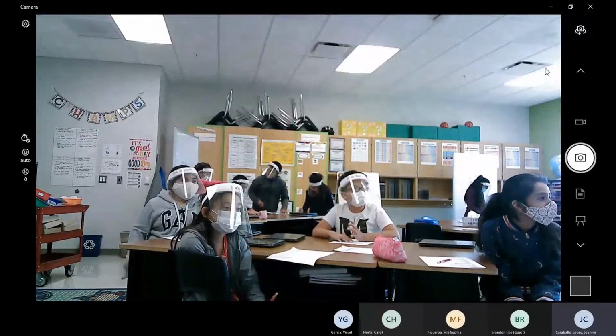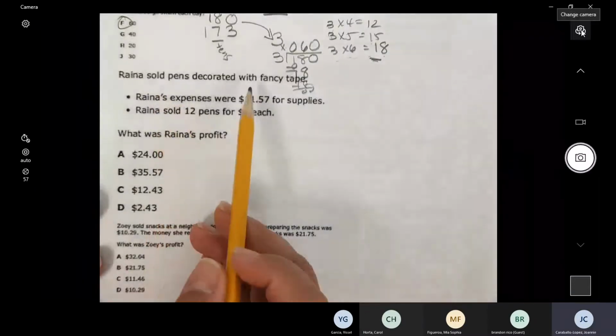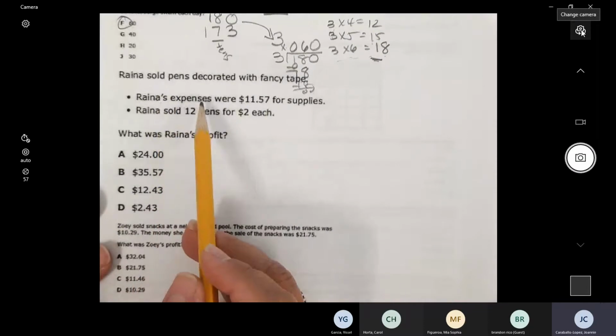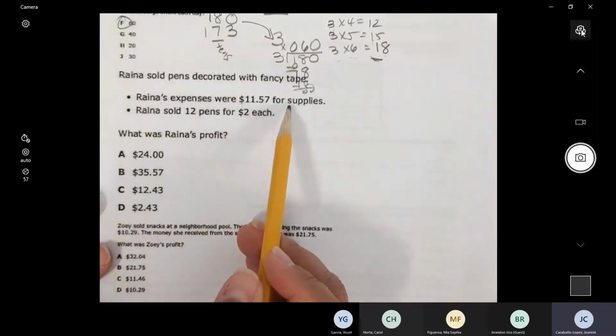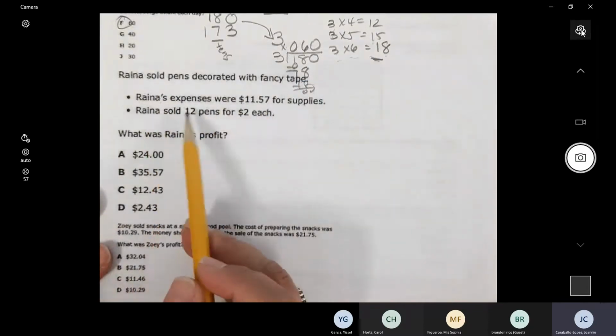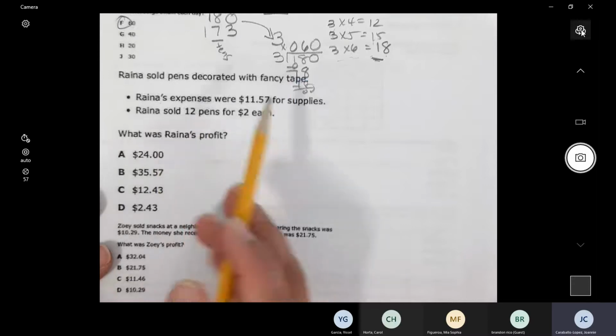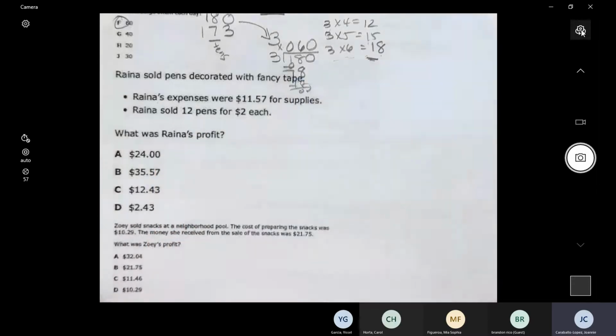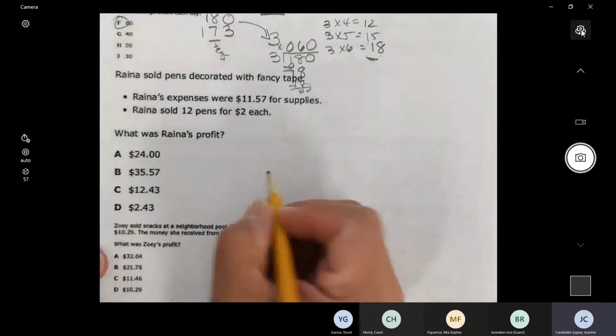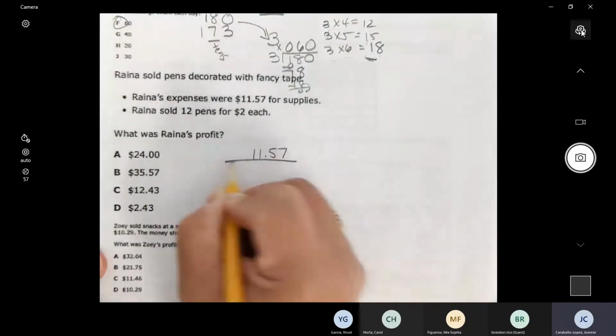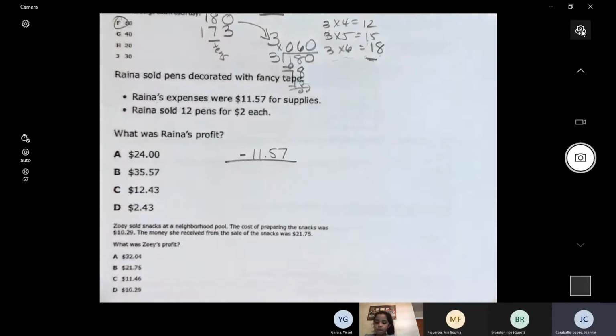So looking at that explanation, let's look again at the problem, which says, Raina sold pens decorated with fancy tape. Raina's expenses were $11.57 for supplies. Raina sold 12 pens for $2 each. What was Raina's profit? Now, what do I have to do in order to work out this problem? Yes, Emily. Subtract what? 11.57.